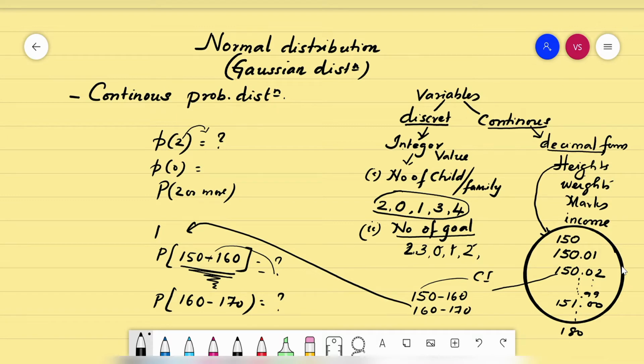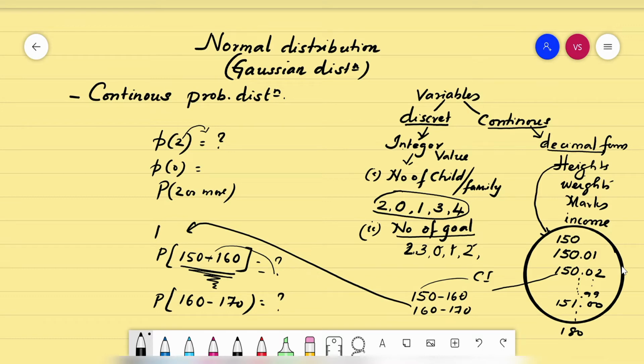What is the chance that a particular value may lie in an interval between A and B, or between A and C, or between B and D? Like that we need to find out. And that is what it is all about.